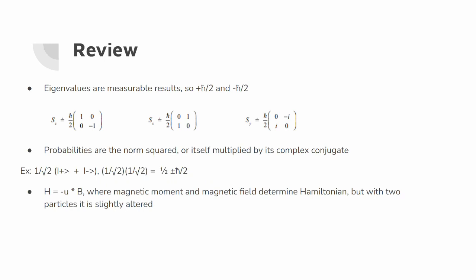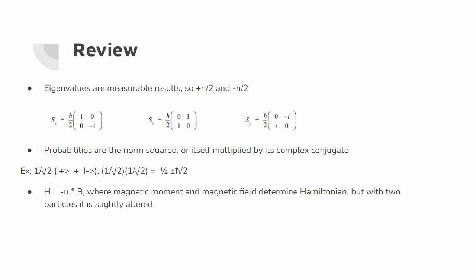Now the probabilities. The probabilities are the norm squared, or in other words, itself multiplied by its complex conjugate. Keep in mind, if you don't have a complex component, it's just the coefficients squared. In the example below, I use 1 over root 2 multiplied by plus ket plus minus ket. Of course, we get a 50-50 because of the 1 over root 2, and it doesn't have a complex component for this example.